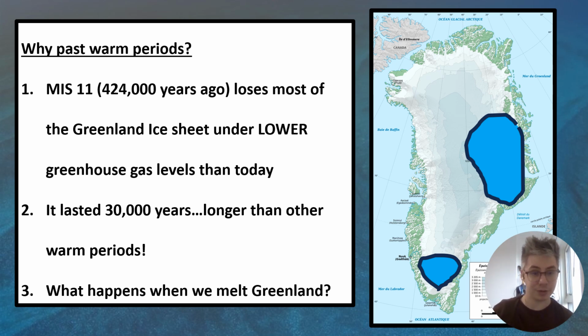It's also really interesting to look at past warm periods because this particular one was 30,000 years. The current warm period has been about 11 or so thousand years long. So looking at past warm periods which have been longer allows us to see what happens to the Earth system over time if we have prolonged warm conditions. And in particular, looking at MIS11 allows us to look at the Earth system in response to a substantial Greenland ice sheet melt.